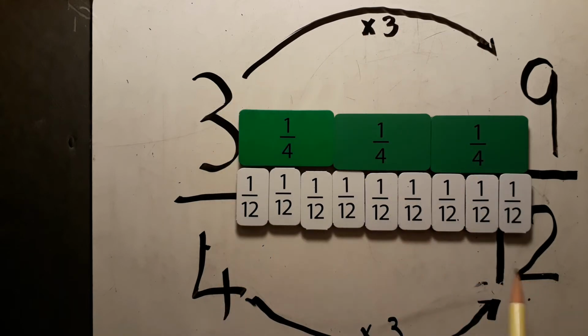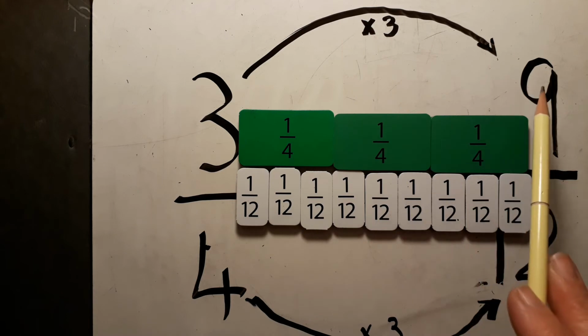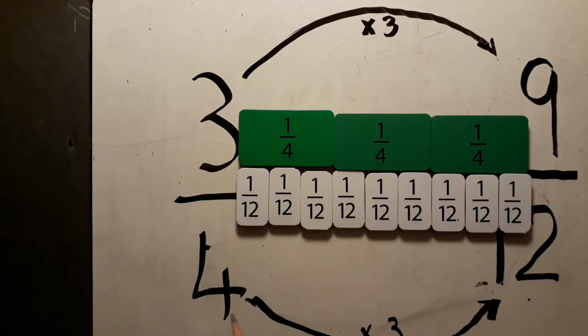But we could see that there is a method we can use by working out how the denominator has changed or how the numerator has changed, and then doing the same to the numerator or denominator, depending on which one it is. You must do the same to the bottom as you do to the top, and you must do the same as you do to the top to the bottom.